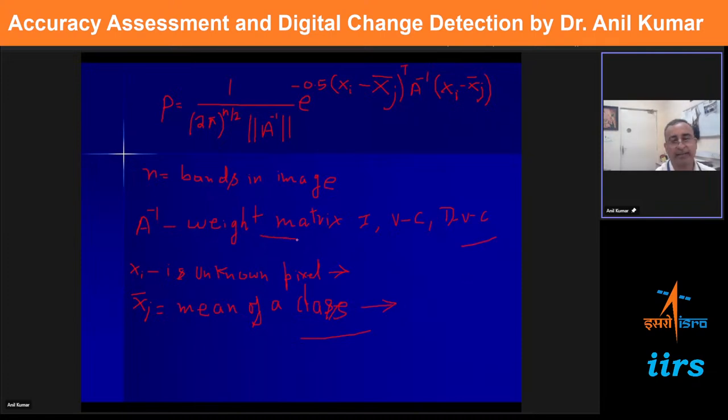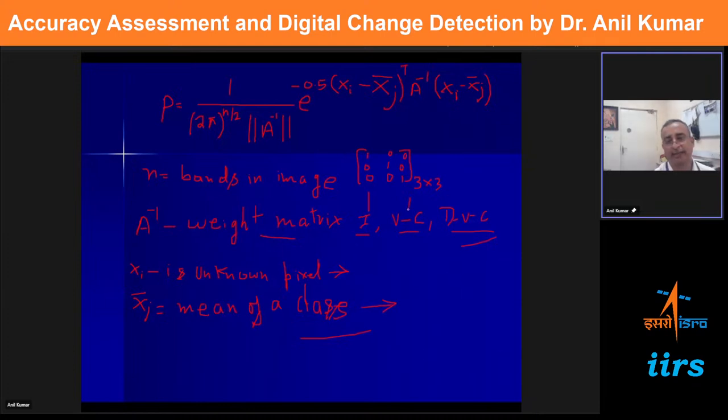A inverse is a weight matrix. It has 3 norms: either unit matrix, variance covariance matrix, or diagonal variance covariance matrix. We can take the unit matrix, or we can take diagonal. We can take the variance covariance matrix also. If we are taking the unit matrix, we know the unit matrix. Once we know the image has 3 bands, we can have a 3 by 3 unit matrix like this: 1 0 0, 0 1 0, 0 0 1. So here we can get the unit matrix.